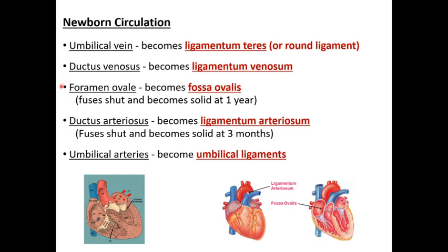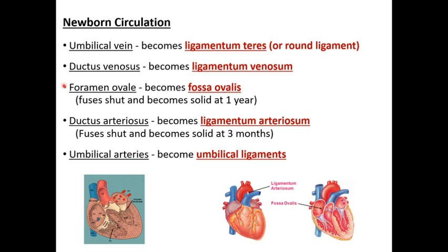The foramen ovale, which connected the 2 atria, that opening closes and becomes the fossa ovalis, which must fuse shut and become solid at 1 year. The fossa ovalis, if you look here, you can see that little depression. You do need to know that. The fossa ovalis is a slight depression within the right atrium. That is the remnant of the foramen ovale.